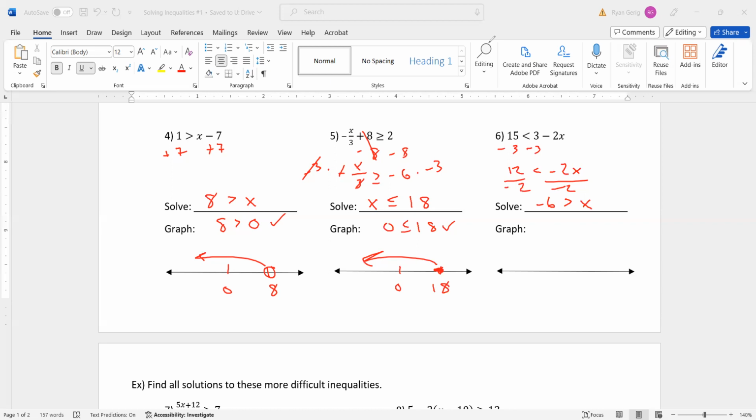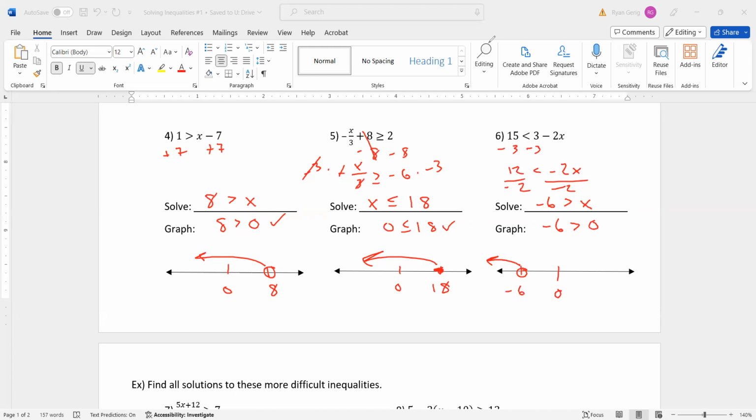Again, this is why I don't like to move the variable to the left, because if I move the variable to the left, I'm actually flipping the sign again. It looks weird. It starts getting confusing. This is why I like the test point better. Open circle here. I'm going to put test point of 0 in. Is negative 6 bigger than 0? No, it's not. So I'm going to shade away from 0. And that is the front.